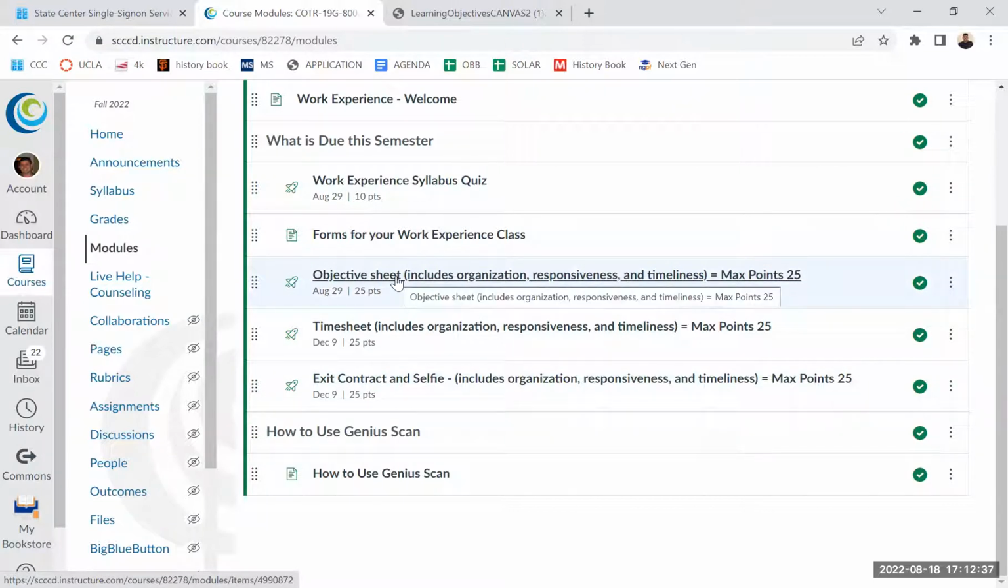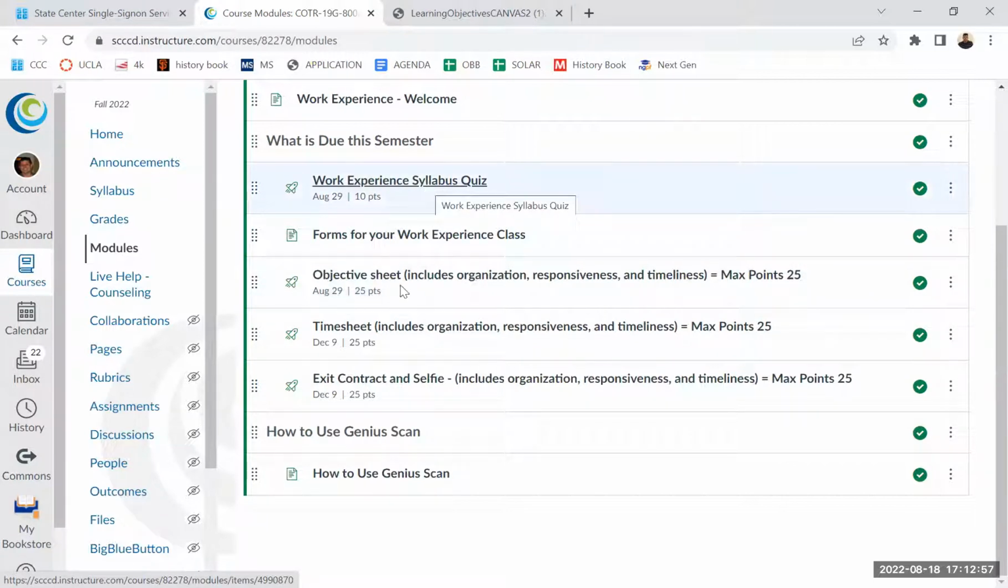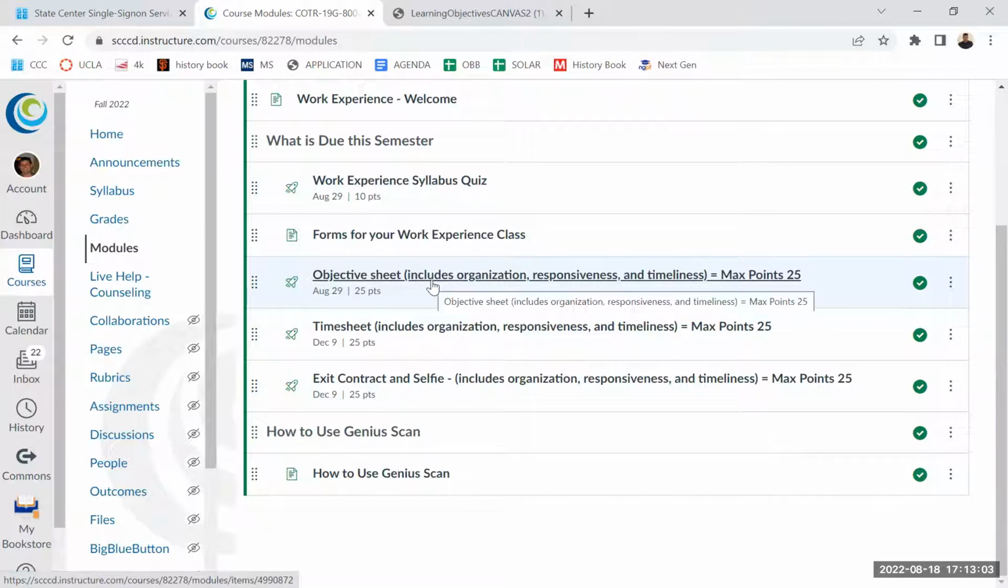Each instructor may be slightly different, but these objective sheets really need to be turned in probably in the next 2 to 2.5 weeks. Okay, so your 2 items you need to take care of early on are your syllabus quiz and your objective sheet. These need to be completed. Syllabus quiz ASAP, objective sheet in the next few weeks. After you turn in your objective sheet, then it's just kind of on cruise control.